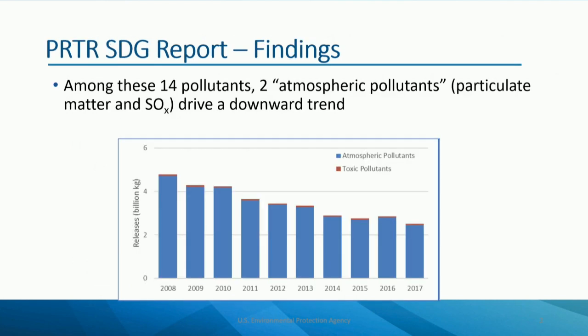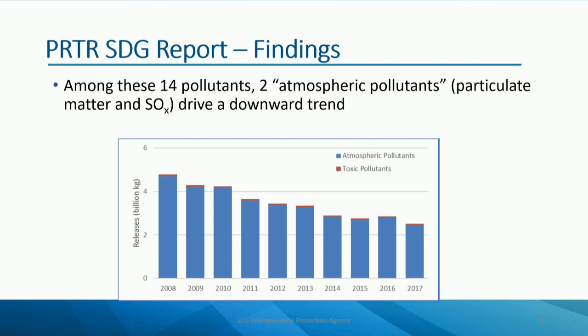Slide, please. Thank you. The next few slides take a look at just some very high-level results that are in the report. For example, this is a trend from 2008 to 2017 of all 14 pollutants that were included in the analysis from all 7 PRTR systems. So you can see that from 2008 onward, there is a very strong downward trend.